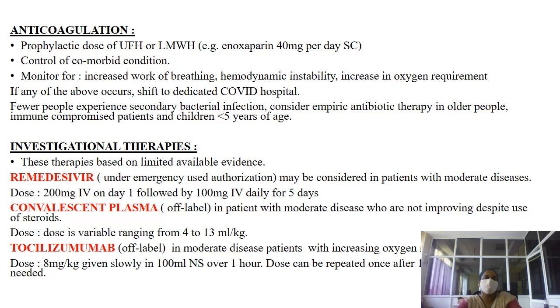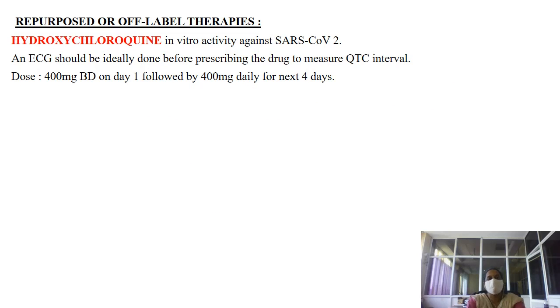Tocilizumab can be used in moderate disease patients with increasing oxygen requirements. Dose is 8 milligram per kg given slowly in 100 ml normal saline over 1 hour. The dose can be repeated once after 12 hours if required, and only then can we give tocilizumab.